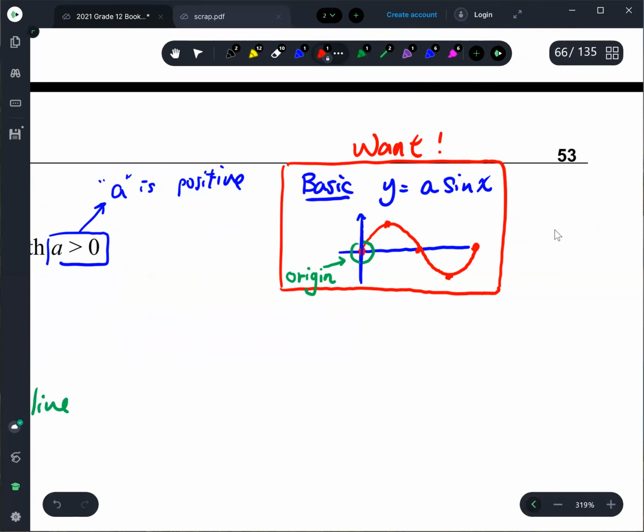So where should the starting point be then? What do you think? Anyone? Where should the starting point be so the graph will start to go up? Anyone want to take a guess?